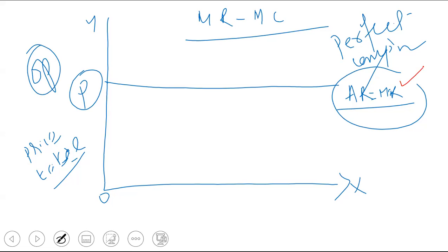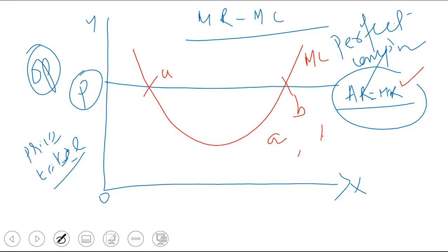MR I have already drawn here. And you know MC is a U-shaped curve. Look at this. MC is intersecting with MR at two points. Take down the point. MC is intersecting MR at two points. One is point A, the other is point B. Right. So which is the point of equilibrium?